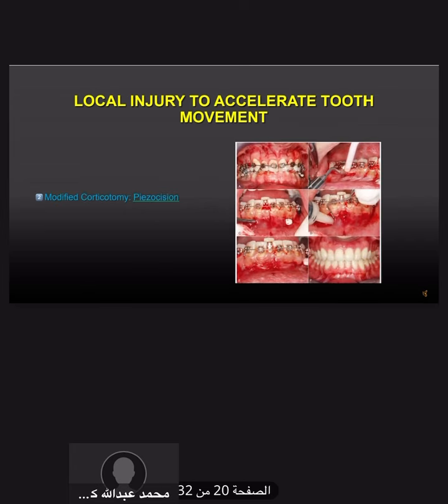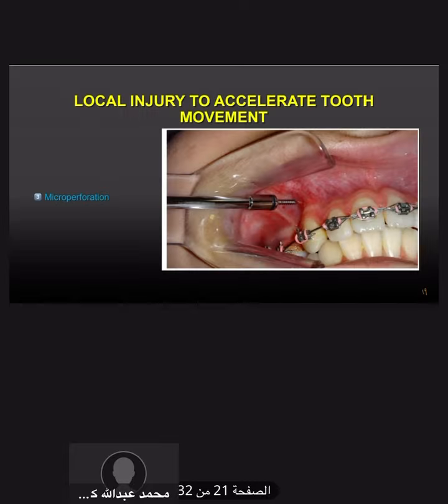The other ways include modified corticotomy, that is known as piezo with the blades. Microperforations can be done without incisions. These are less invasive procedures, but definitely invasive procedures. And these are mechanical procedures other than pharmaceutical, and they can accelerate the tooth movement by enhancing the blood supply of the area.